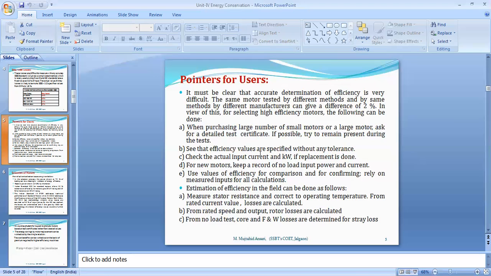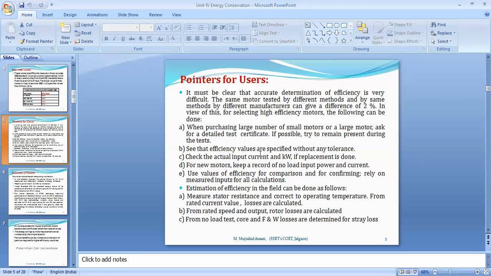Check the actual input current and kilowatts if replacement is done. If you are going to replace the machine, we have to measure the input current and input power. Suppose it is a 25 HP motor, which means it is a 20 kilowatt motor. So when we are using the 20 kilowatt motor, what is the input power, the input current, and the input kVA, kVAR, and power factor?